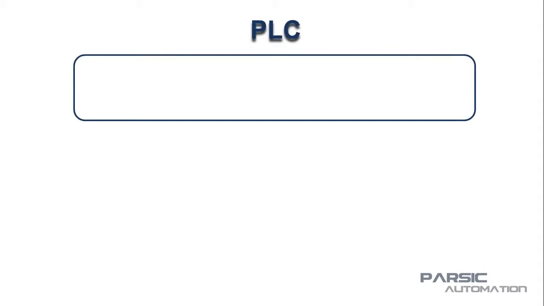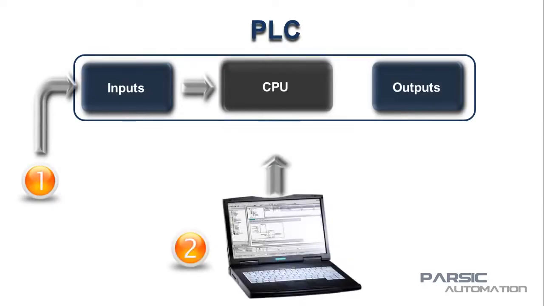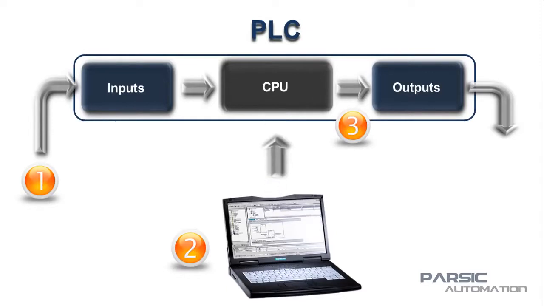In general, every PLC has three main components: inputs, outputs, and the CPU. The CPU, or Central Processing Unit, is the most important element as it's able to accept commands from the inputs, process them using the program designed on a computer, then send the information to the outputs to be executed. The CPU acts as a hub for all the activity that occurs in a PLC.